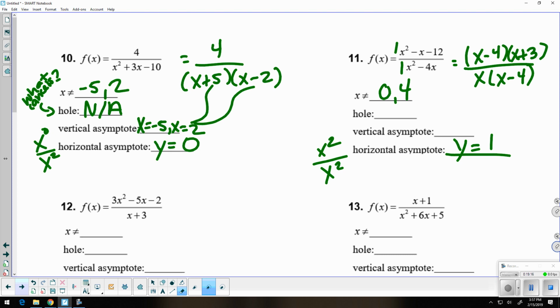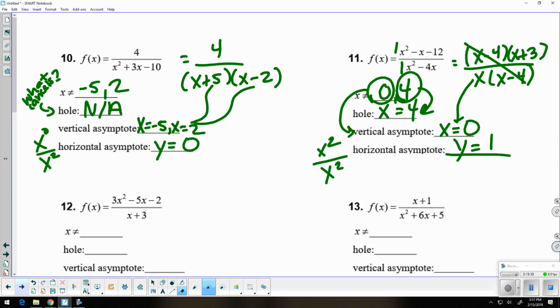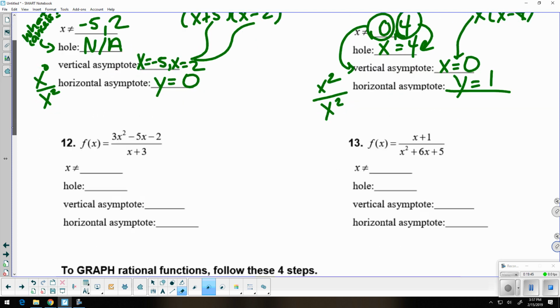Okay. Next thing, is there a hole in this graph? Again, you're really asking yourself, does anything cancel? Yes. At x equals positive 4, so at this undefined value, that's going to be the hole. The vertical asymptote is whatever's left in my denominator after I cancel. So what do I have left? I still have this, so at the other undefined value of 0, that's going to be my vertical asymptote. Okay, so what's left after canceling? I still have an x.